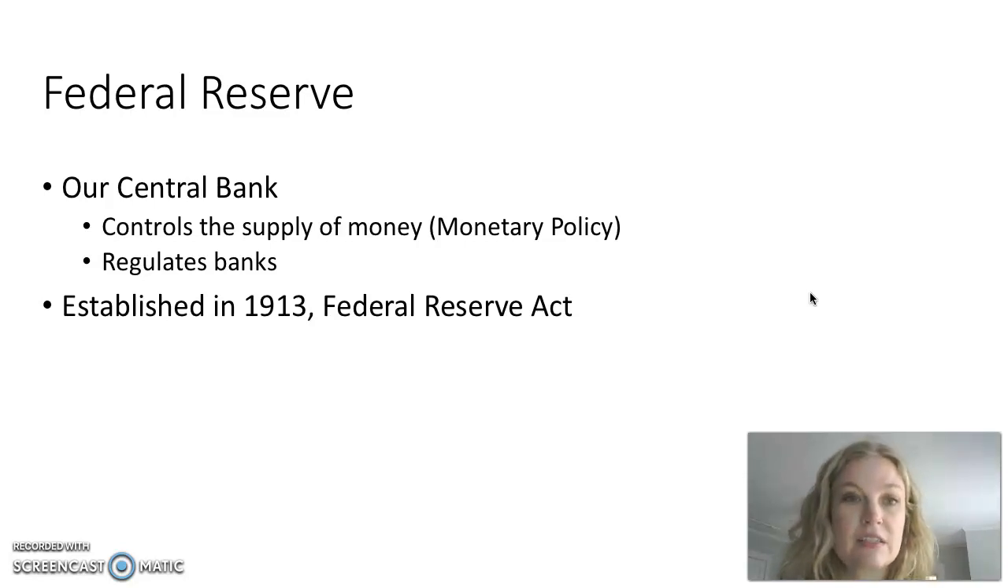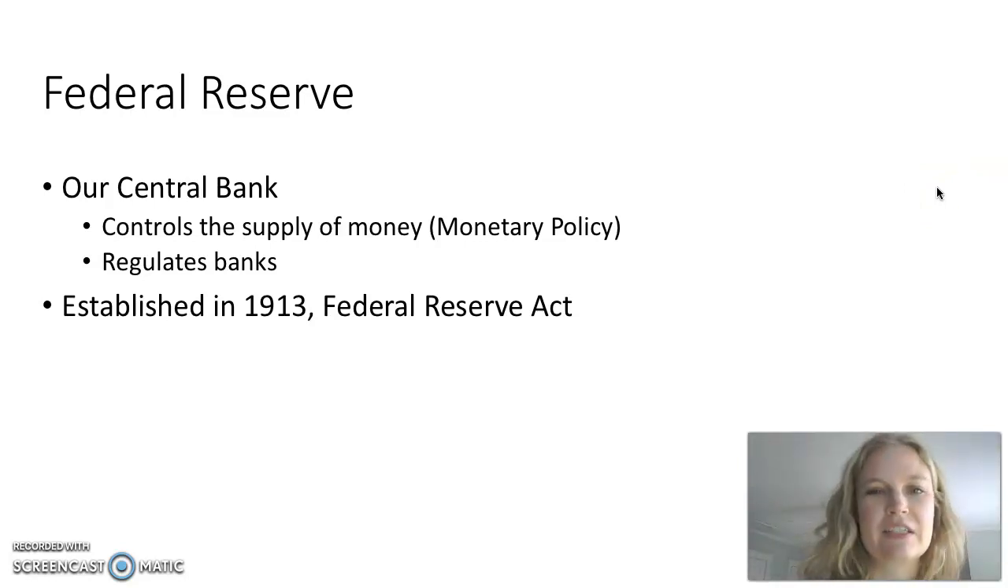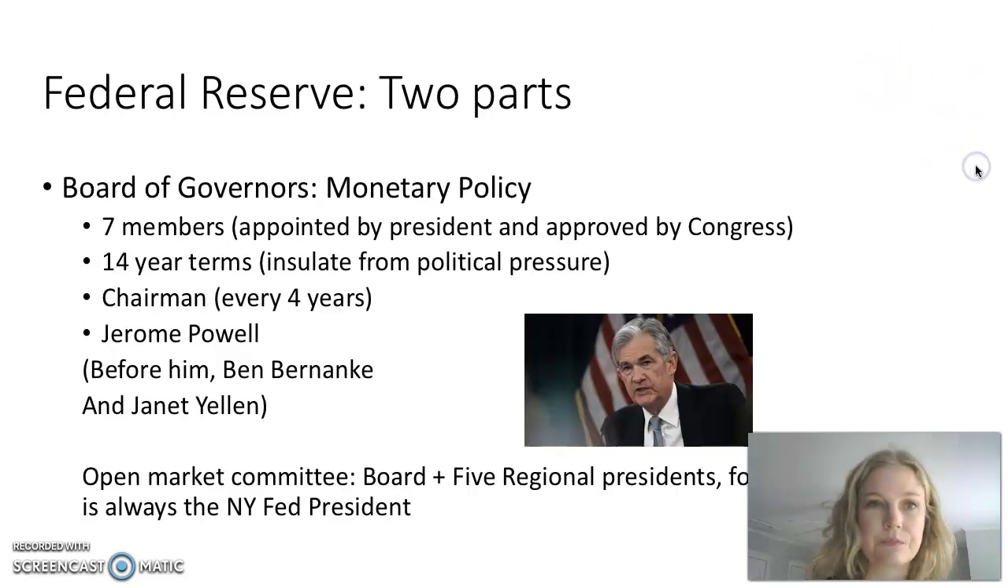So the Fed is our central bank. There's two functions. The first is to control the supply of money. That's monetary policy. That's the part I care about. And the other part is to regulate banks. It was established in 1913 through the Federal Reserve Act. We had two central banks prior to this. Some of you are history teachers. You know this more than I do. Those were wildly unpopular. This one has stuck.